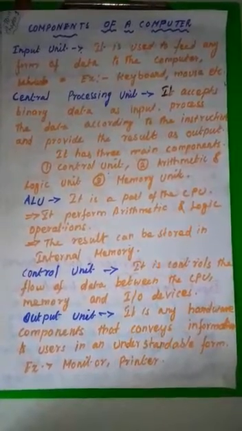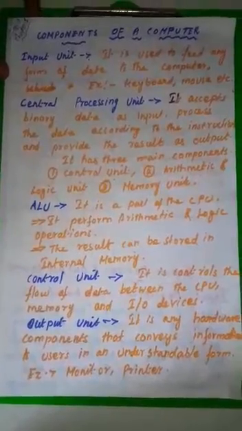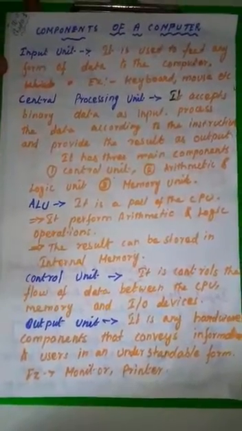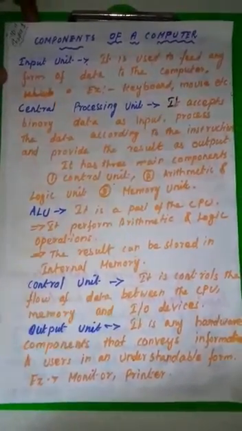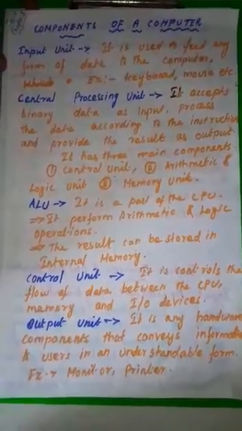What are the main parts of the components of a computer? There are three main parts: input unit, central processing unit and output unit. These three parts are the main important points in the components of a computer.